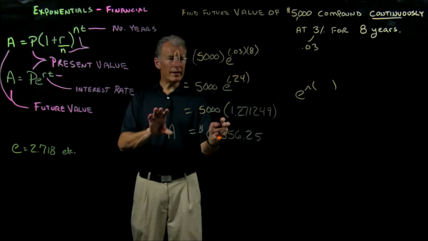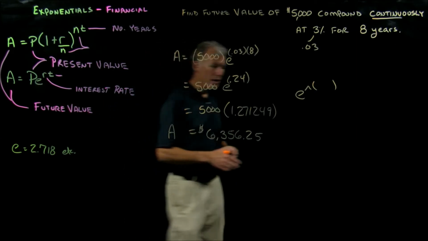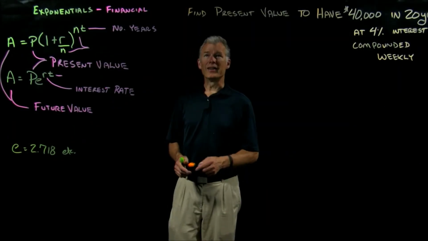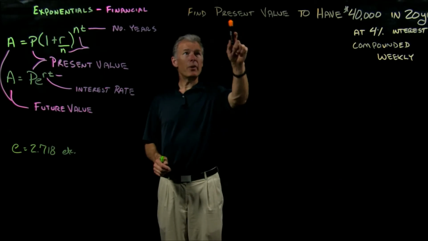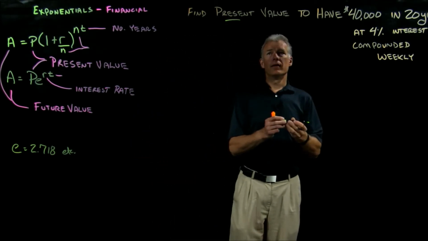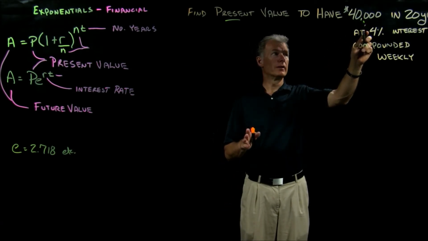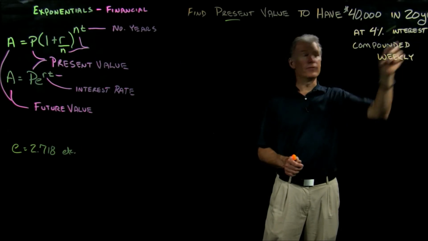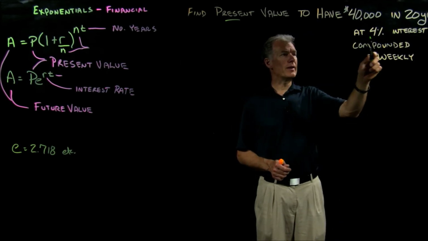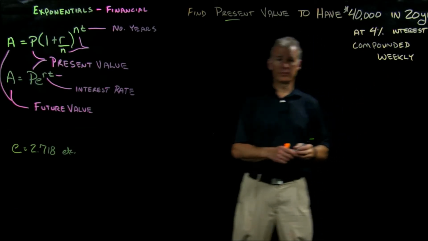Okay, so now I'd like to flip things around. We'll do another example, but this time let's try to find some of the other parts of these equations. Okay, here's our next example. This time we want to find the present value. If our goal is to have $40,000 in the future, 20 years in the future, in fact, assuming we can find 4% interest and it's compounded weekly.